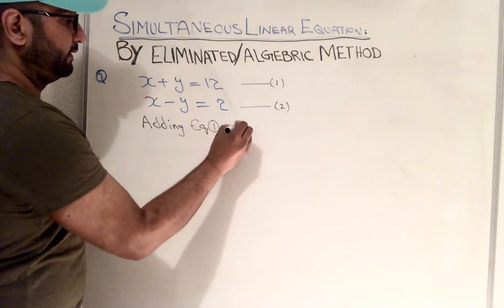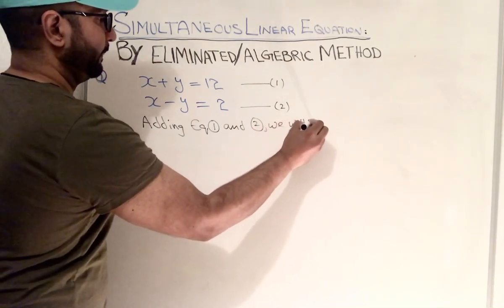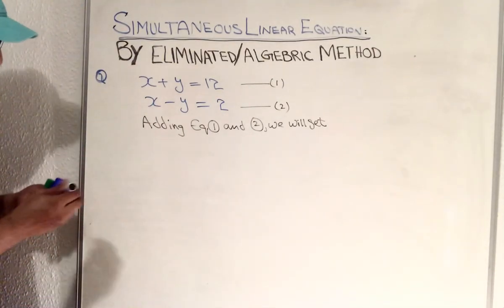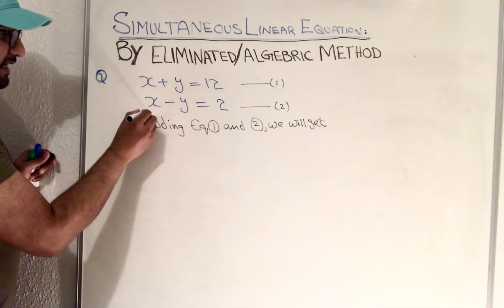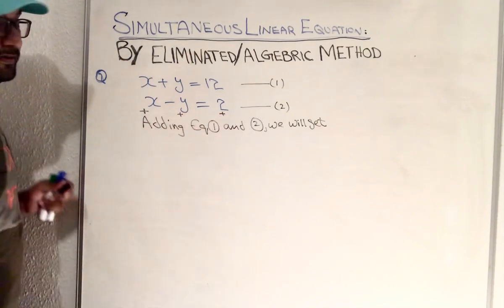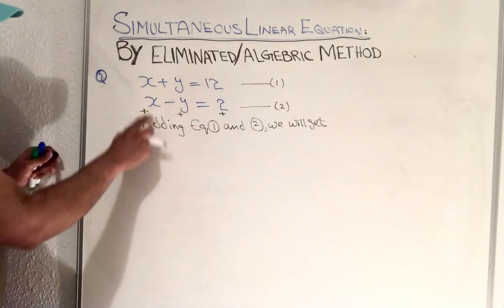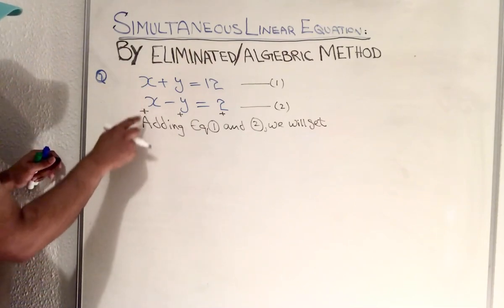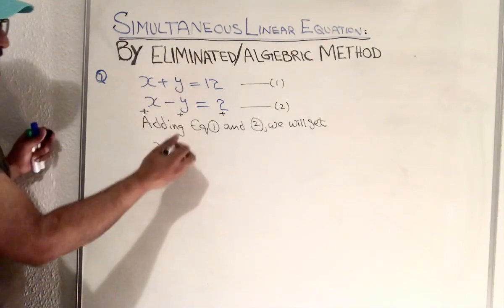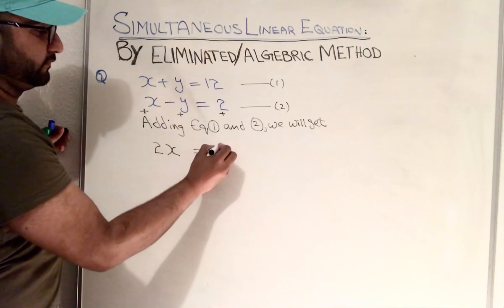equation 1 and 2, we will get, because we haven't done anything here yet. When you are adding, the signs remain the same; a plus sign stays plus, and if a negative sign comes up, then the sign changes. Adding x and x, the like terms, becomes 2x. Y minus y cancels because they have opposite signs. Here, 12 add 2 becomes 14.